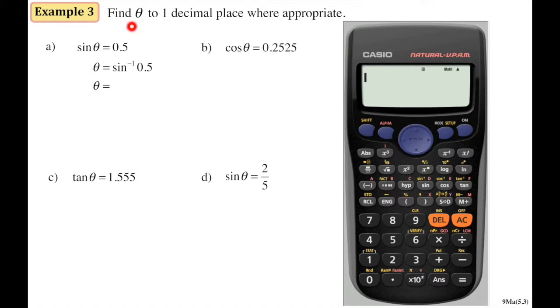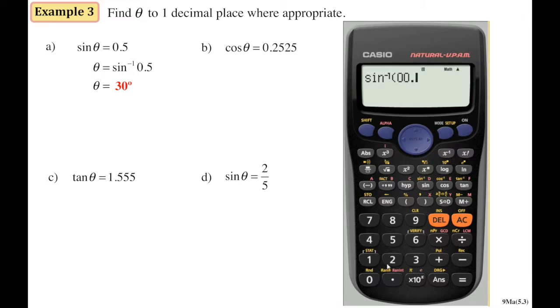So when you're trying to find an angle, and theta is an angle, you've got to use sine to the power of -1, cos to the -1, tan to the -1. They're pronounced inverse sine, inverse cos, inverse tan, or alternatively, they could be pronounced arc sine, arc cos, and arc tan. But your textbook will use inverse sine, inverse cos, and inverse tan. So on your calculator, the first thing you're going to do is type in inverse sine of 0.5. So the inverse sine of 0.5. How does that work?